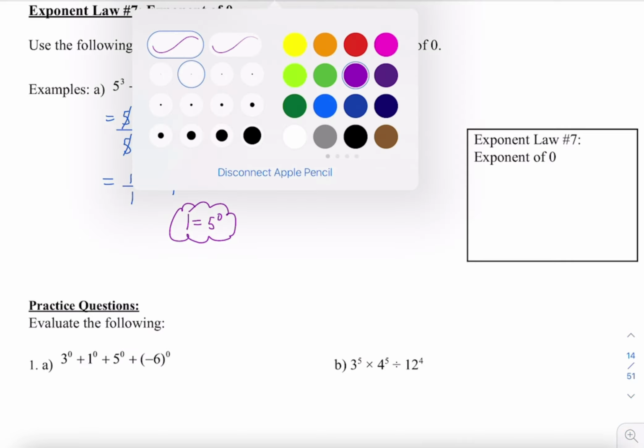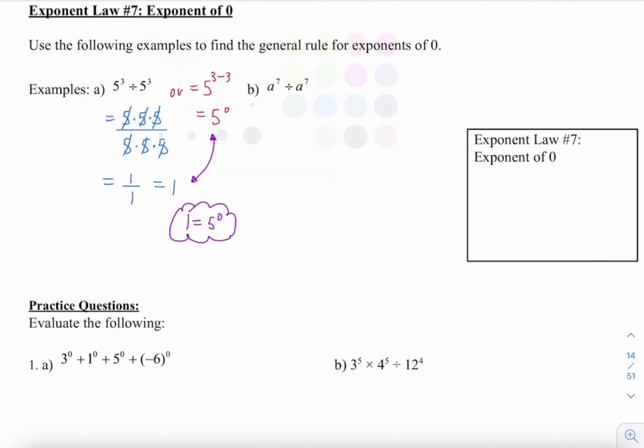Let's try this again with a variable as our base. So if I have a to the power of 7, exponent 7, divided by a to exponent 7, I can write it in two ways. I can write it using repeated multiplication, 1, 2, 3, 4, 5, 6, 7, over 1, 2, 3, 4, 5, 6, 7. And I would know that all of these guys cancel out. I'm going to get 1.